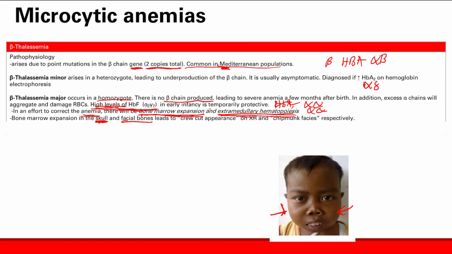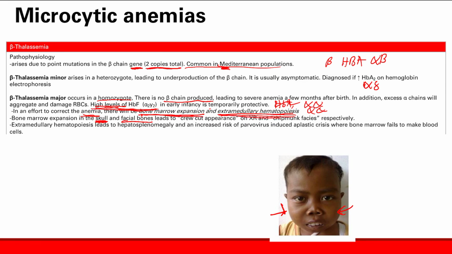Now if you have extramedullary hematopoiesis, what happens is you get enlargement of those organs. So I told you it's the liver and the spleen, so you can get hepatosplenomegaly, and you're also at risk of a parvovirus-induced aplastic crisis. So that's where the bone marrow fails to make blood cells. So patients with beta thalassemia major, when they get a parvovirus infection, are at risk of aplastic crisis.